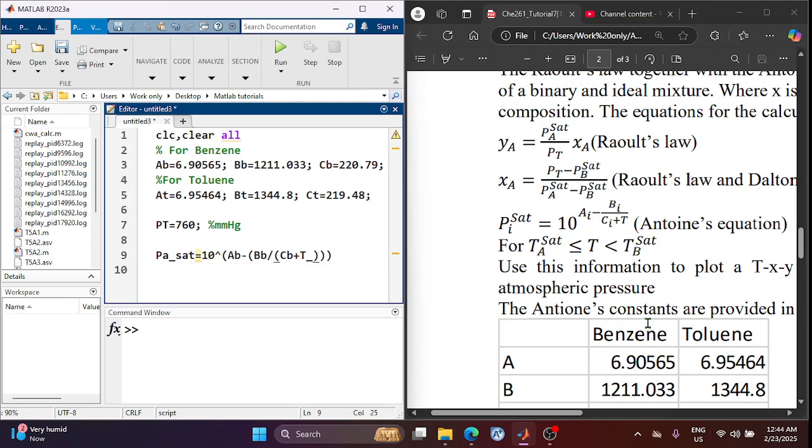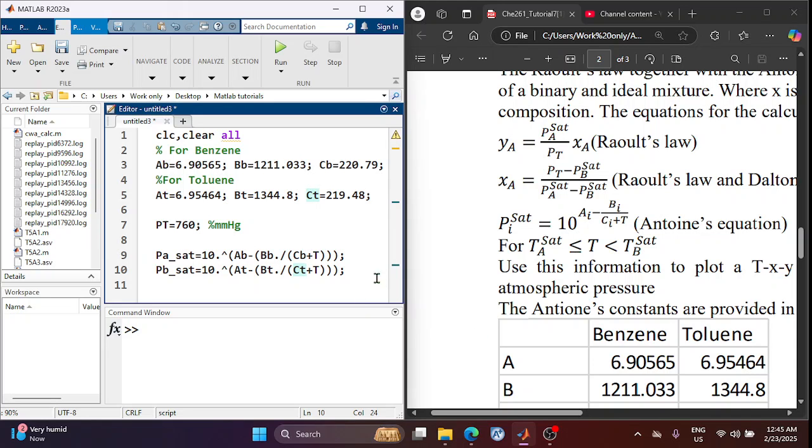But remember, we are going to find a range of values for T. Because I'm going to find a range of values, I have to put my dot before all my vital operations, like the exponential and then the division sign. So this becomes my PA sat. Then for PB sat, let me copy this so that I just change the expression. So PB sat is now going to be for toluene, A for toluene, B for toluene, and C for toluene.